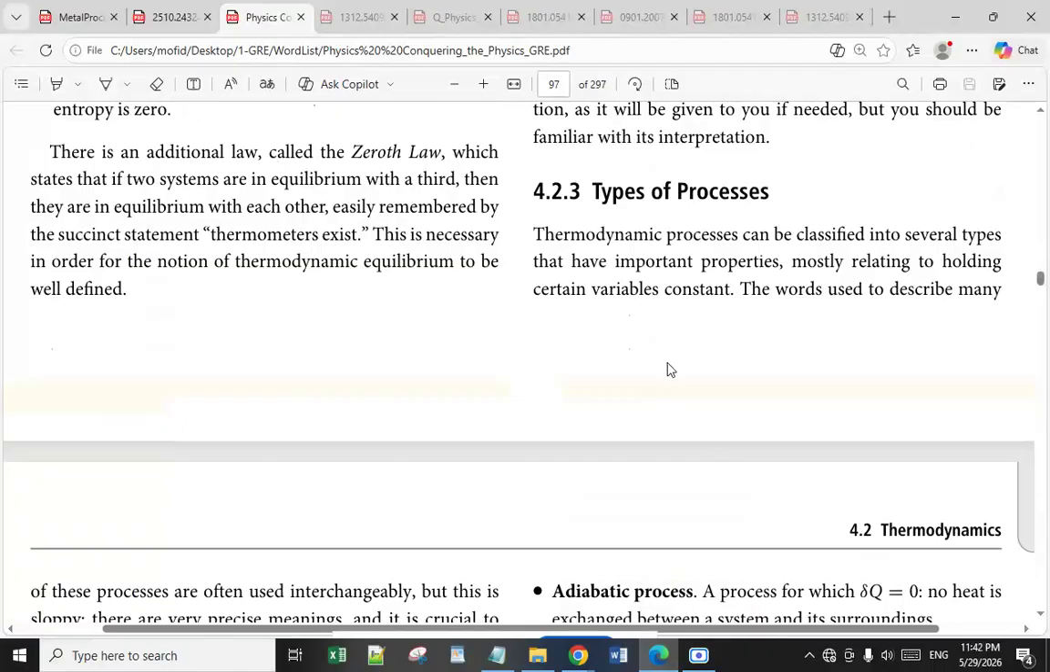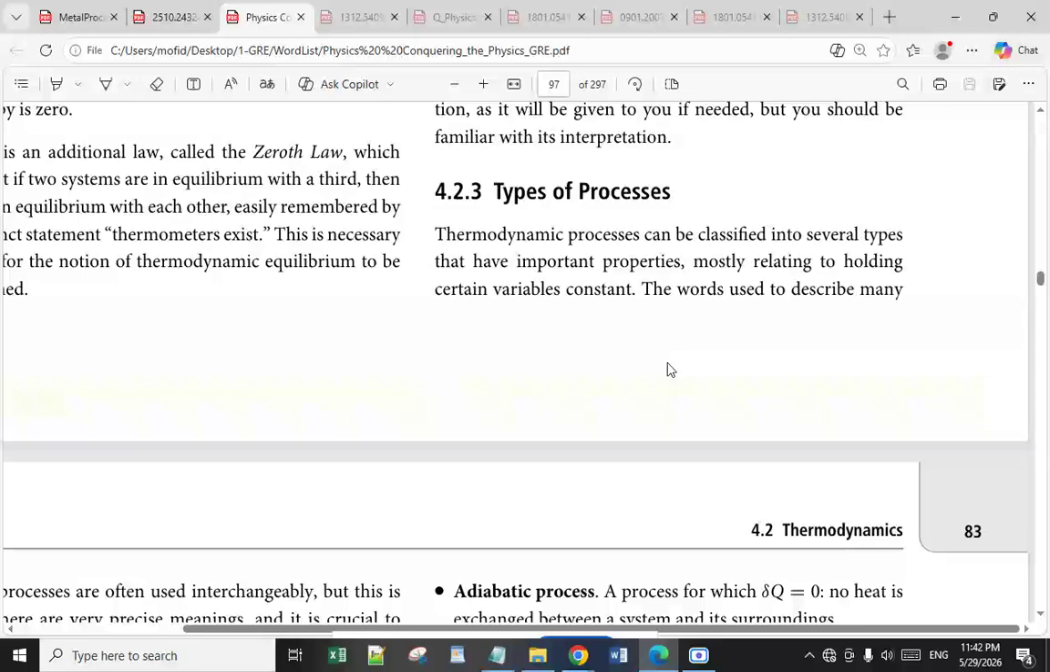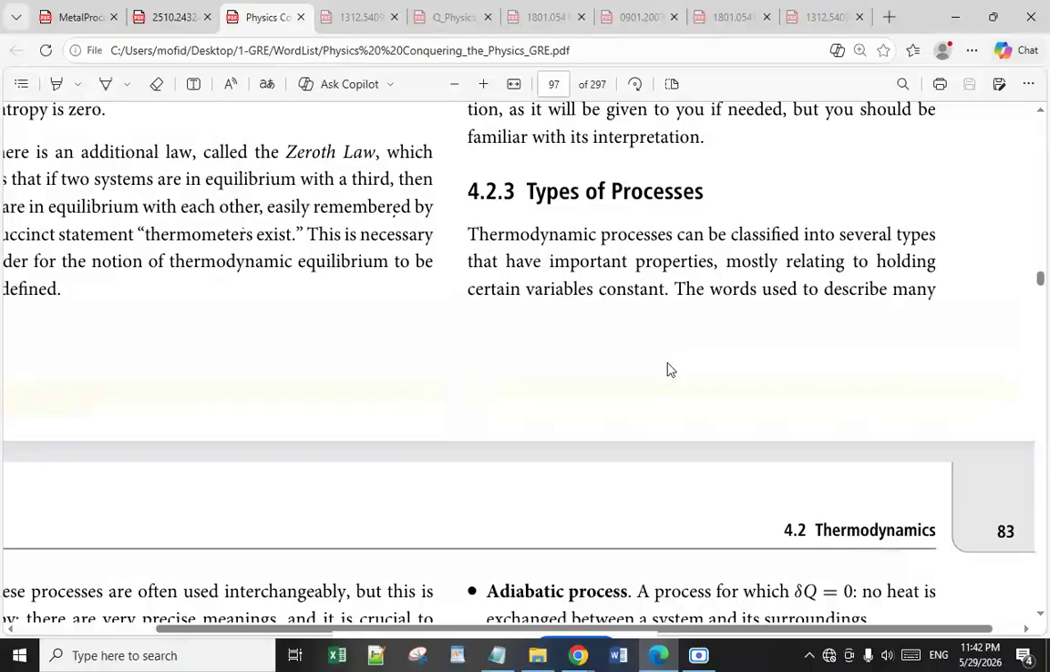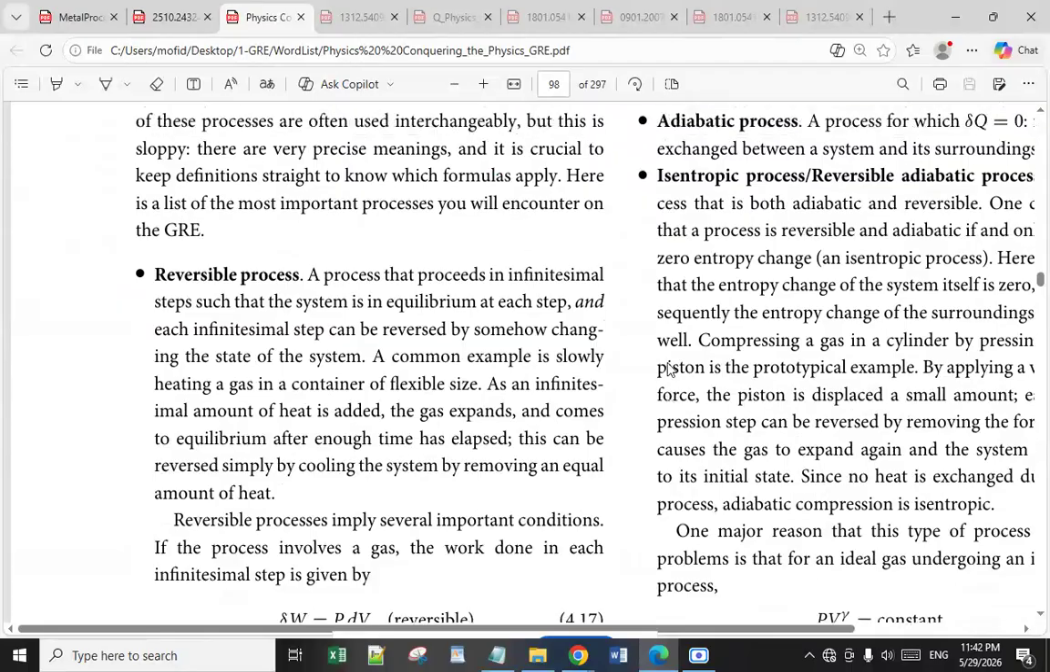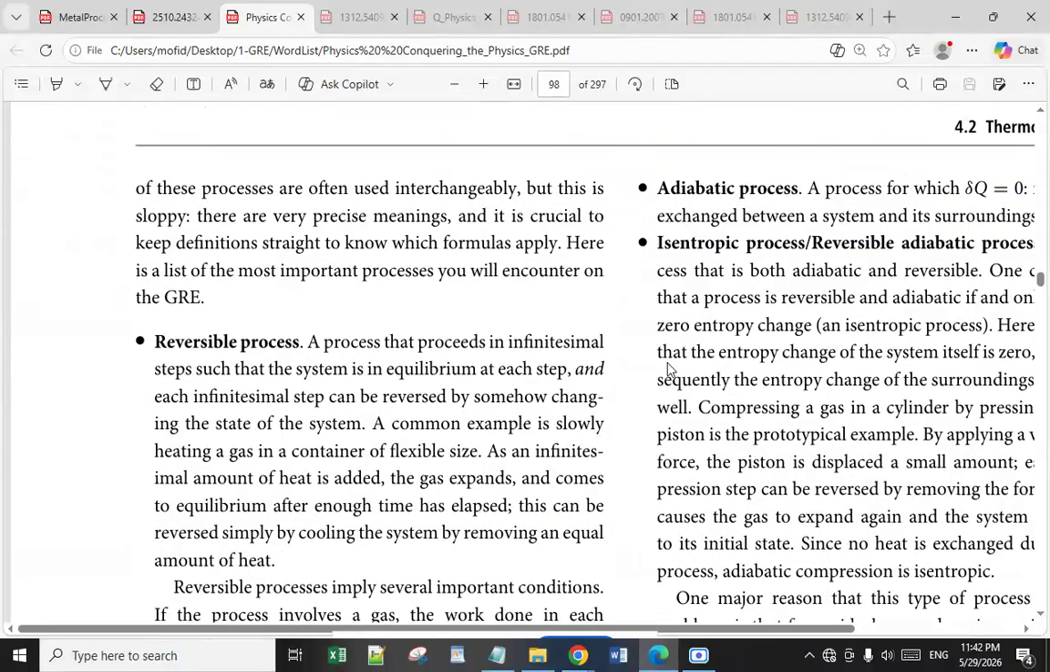4.2.3, types of processes. Thermodynamic processes can be classified into several types that have their important properties, mostly relating to holding certain variables constant. The words used to describe many of these processes are often used interchangeably, but this is sloppy. They have very precise meanings, and it is crucial to keep definitions straight on which formulas apply. Here is a list of the most important processes you will encounter on the GRE.